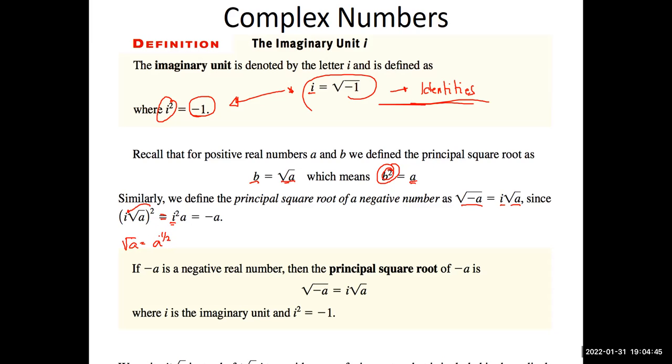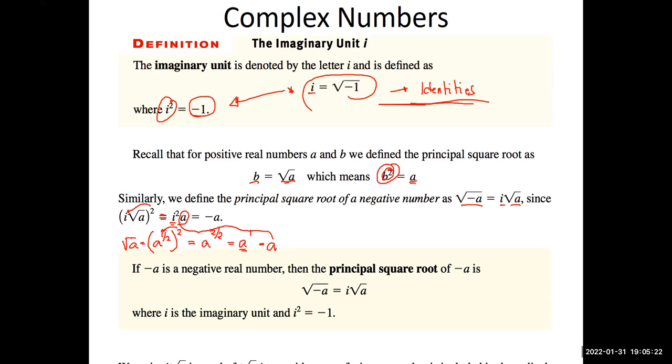Correct? Good. So when you square it, the exponents multiply: that will be 2 over 2, so A raised to 1, and any number raised to 1 is equal to the number itself, which is equal to A.